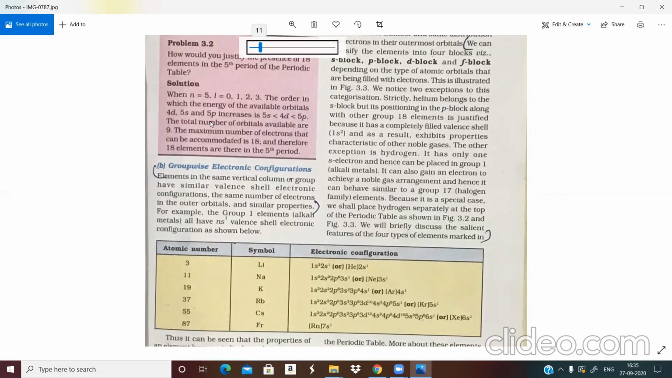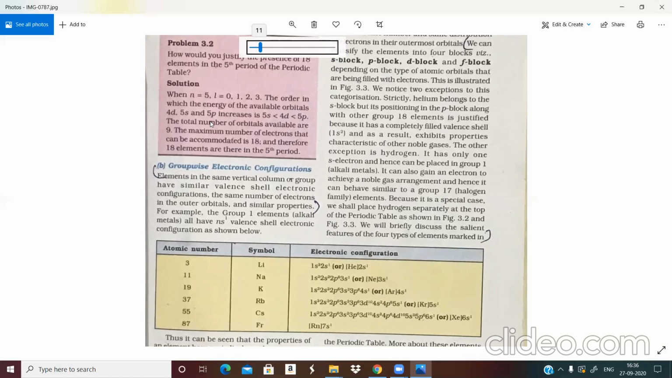Thus, it can be seen that properties of the elements have periodic dependence upon their atomic number and not on their relative atomic mass. Now, let us see about the classification as S, P, D and F block. We can classify the elements into 4 blocks called S block, P block, D block and F block, depending on the type of atomic orbital that is being filled with electrons. We notice 2 exceptions to this categorization.